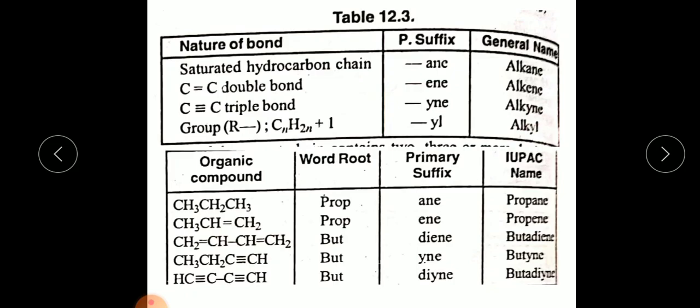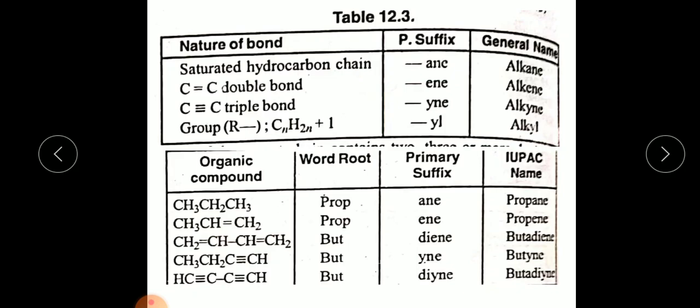Similarly, if you have group R only, that means one hydrogen removed from the alkane, then it is written as yl, or alkyl. If you have CH3, meaning you remove one hydrogen from CH4, it becomes CH3, and that will be called methyl.